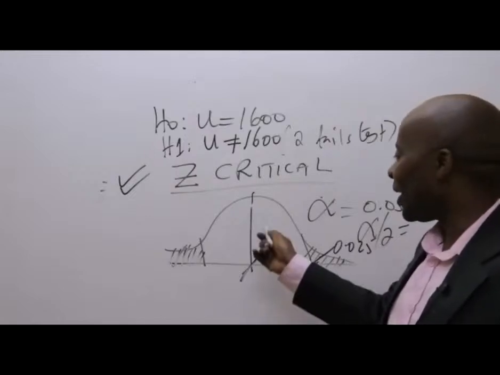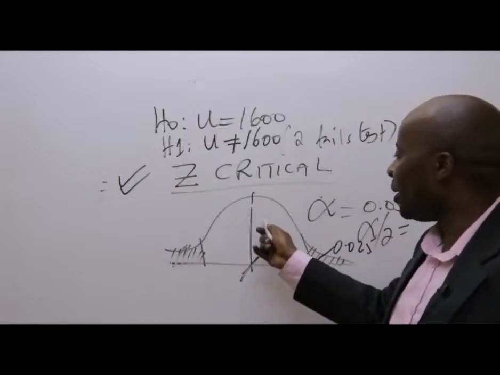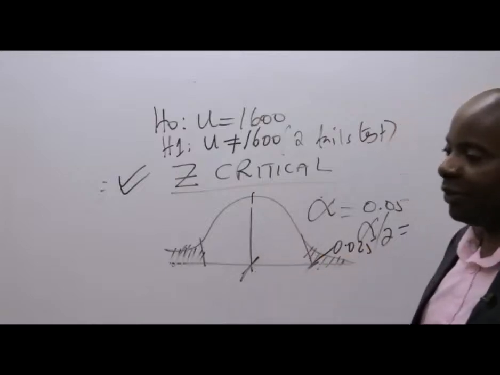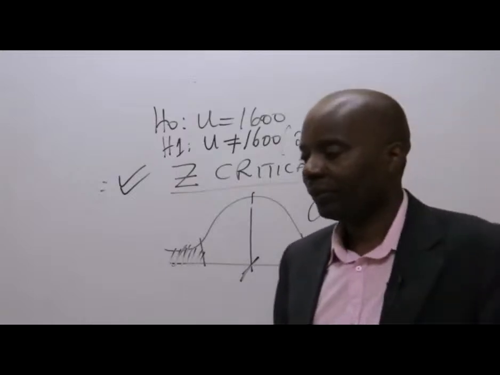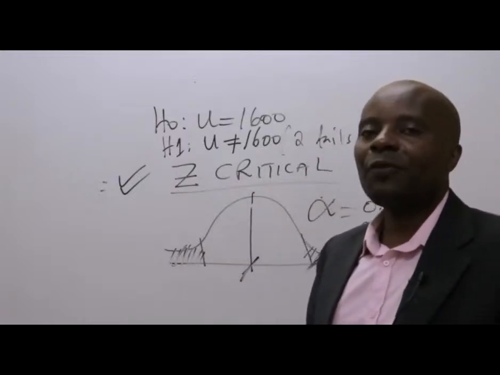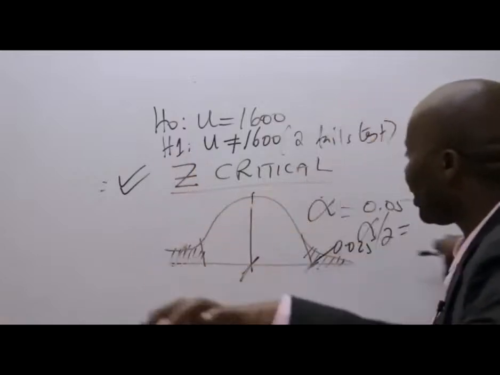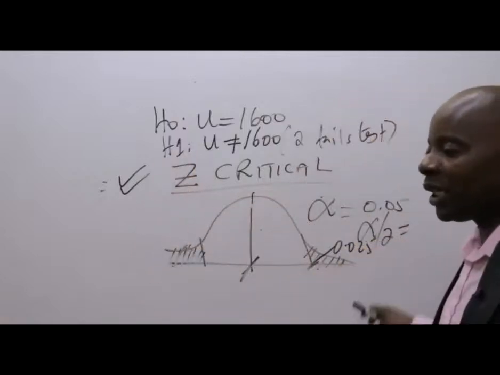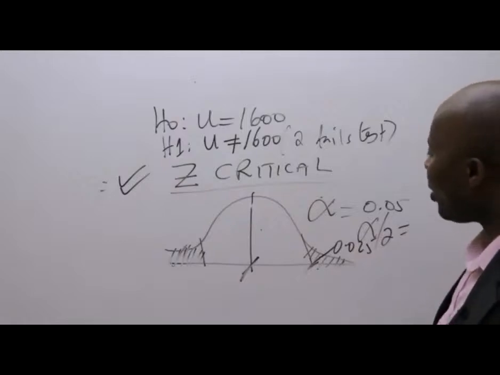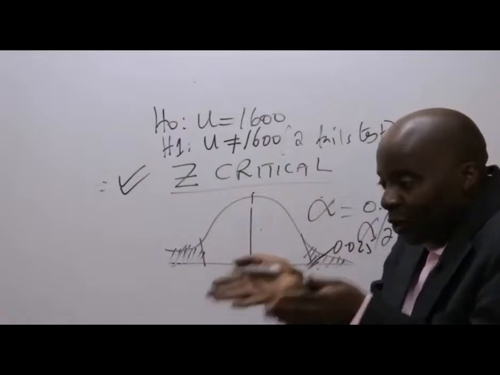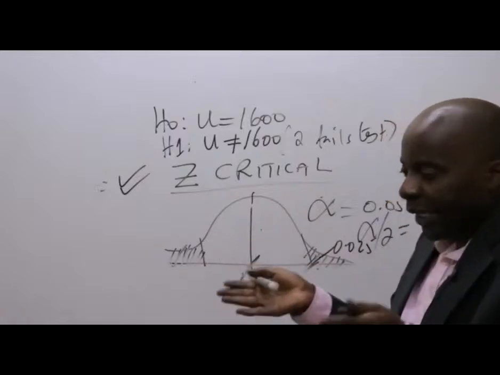So I need to get this one here. This one here will be 0.5 minus 0.025. Can somebody give me this answer? Remember the level of significance, unlike the confidence interval, normally goes to the tails. So now I want to get the area which runs from here to here, what we normally call the entry.